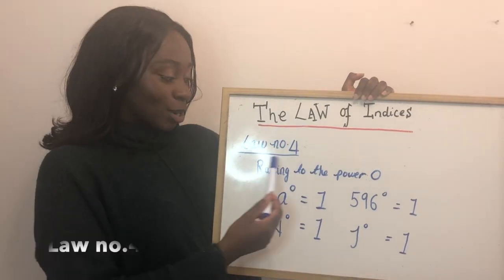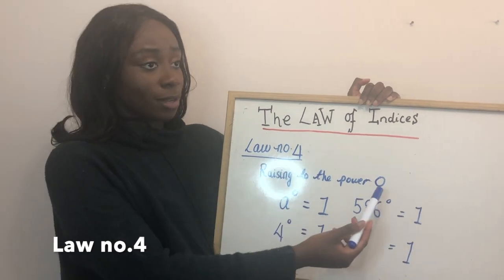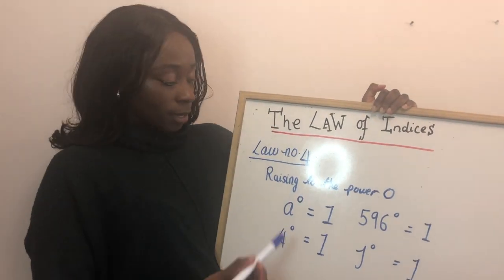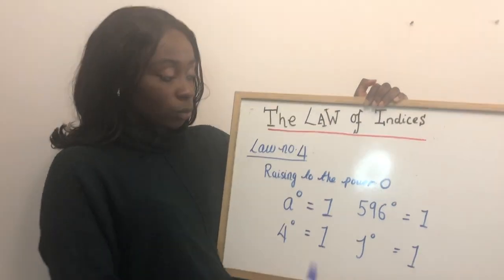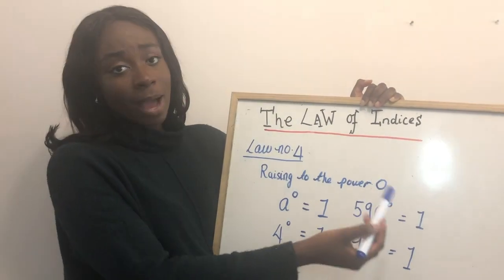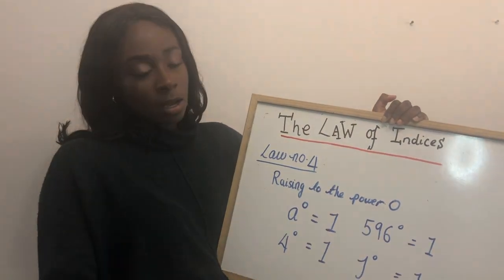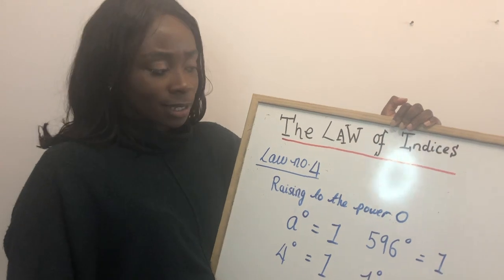So now we've got law number 4, which is raising to the power 0. The rule is here, anything to the power 0 equals 1. So we've got a to the power 0 equals 1, 596 to the power 0 equals 1, 4 to the power 0 equals 1, j to the power 0 equals 1. I'm sure you get the point. But why does this work?